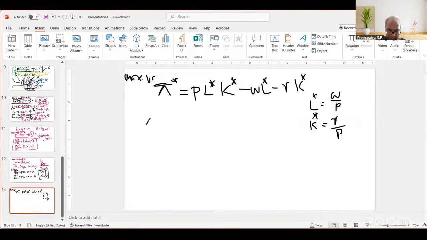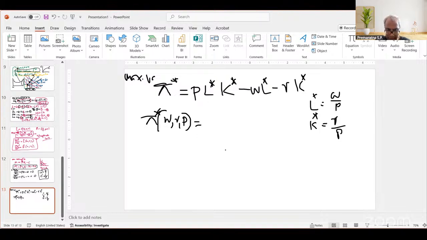Now we can get the maximum value profit function as a function of W, R, P. You can see when you estimate in the real data, you know the wage rate, you know the capital price, you know the market price. When you collect those information, you know the profit, you can estimate this one. That's what you are really doing.